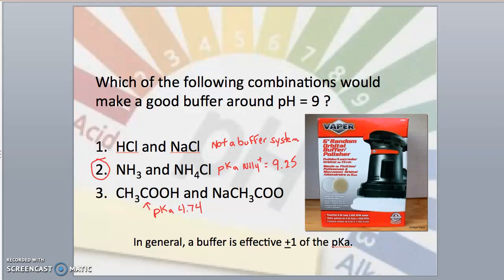Example 1 will not form a buffer. This is a strong acid, and it will not form an equilibrium. Example 2 is a weak base and the salt of its conjugate acid, NH4+. This is a buffer system. We can identify the ideal buffering range by looking at the pKa of the NH4+. Example 3 is also a buffer system. The pKa of NH4+ is closer to 9 than the pKa of the acetic acid, so answer 2 is correct.